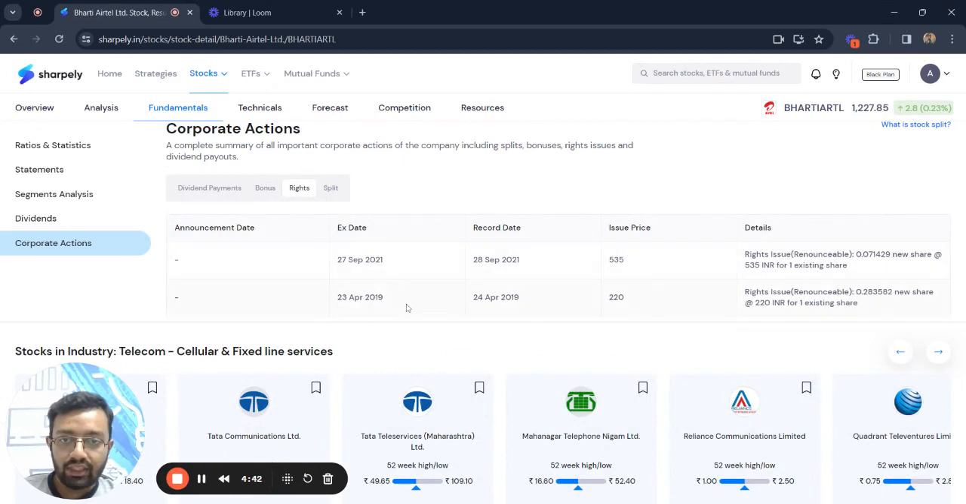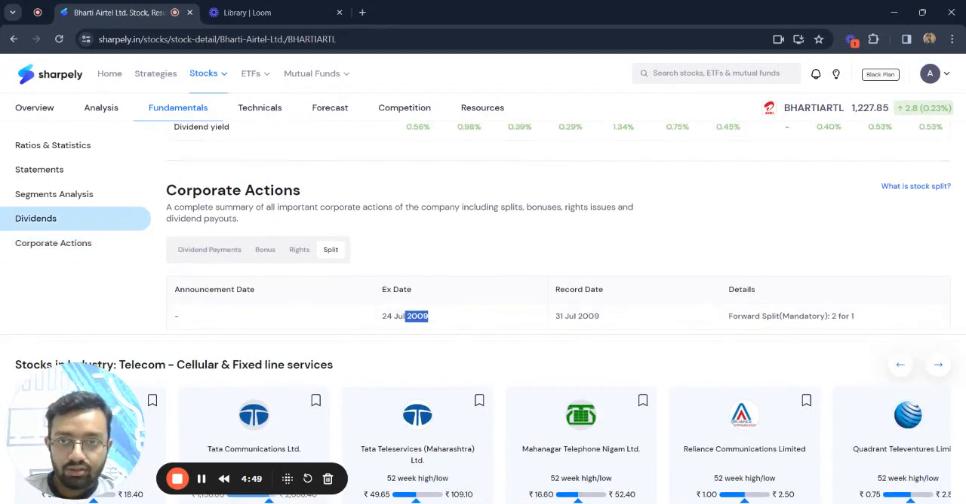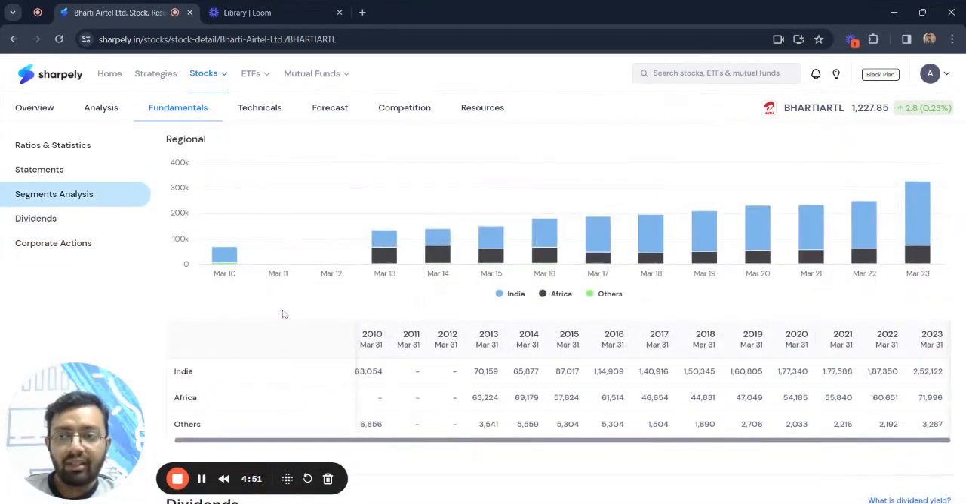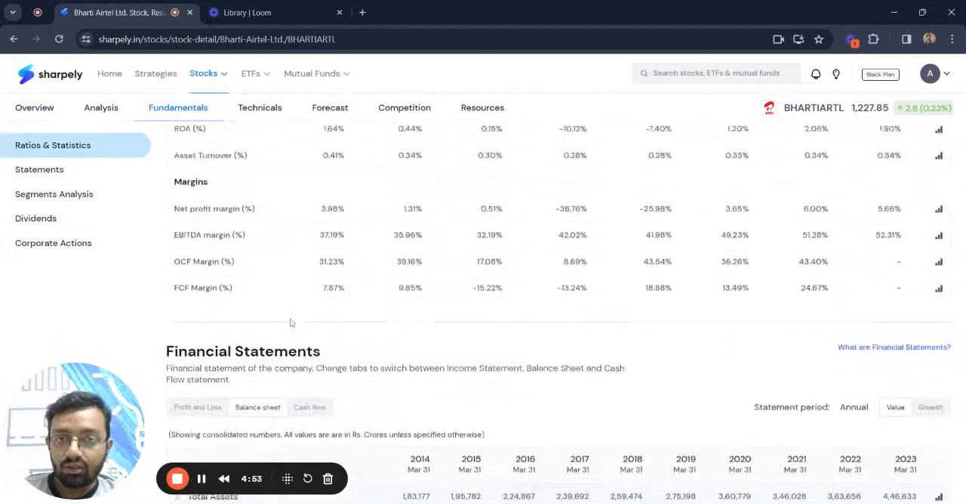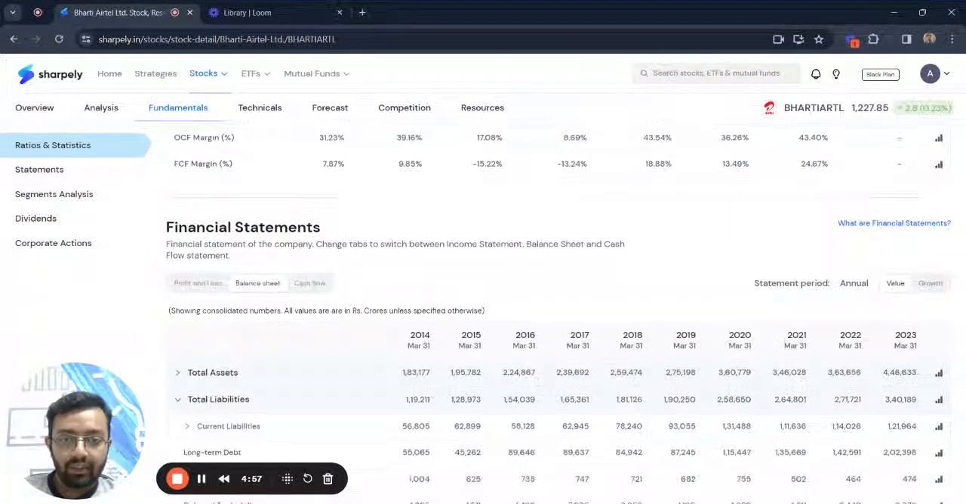The company has done two rights issues in 2019 and 2021. There was one split in 2009. So this fundamental section basically provides all the details that you need to do the fundamental analysis of the company.